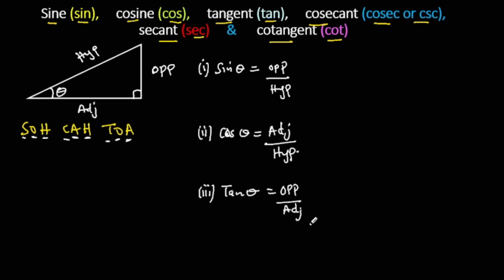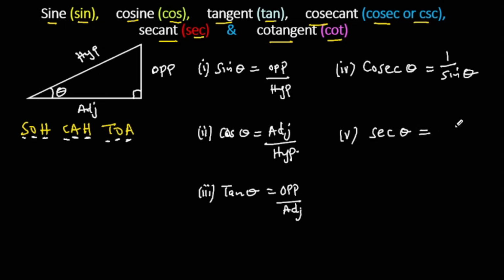Now, how do we get the other 3 trigonometric ratios? Let us go to the 4th trigonometric ratio. To get the other 3 trigonometric ratios, that is cosec, sec, and cot, we find the reciprocal of the sine, cosine, and tangent respectively. So in this case, starting with the first one, cosec of angle theta is going to be equal to the reciprocal of the sine, that is 1 over the sine theta.